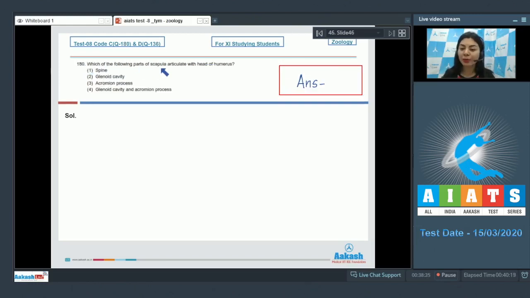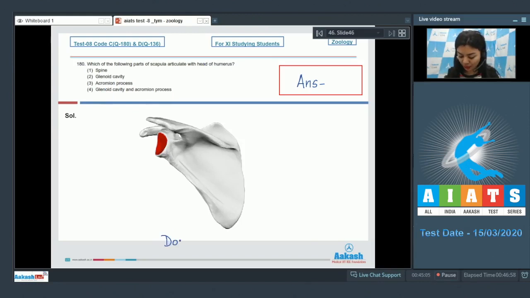Question 180. Which of the following parts of scapula articulate with head of humerus? Spine, glenoid cavity, acromion process, glenoid cavity and acromion process. If we look at the structure of scapula, this is the dorsal view. That is a view seen from the back side of left scapula. Then we see the triangular shaped body of scapula, and then there is this elevated ridge called as the blade of scapula.